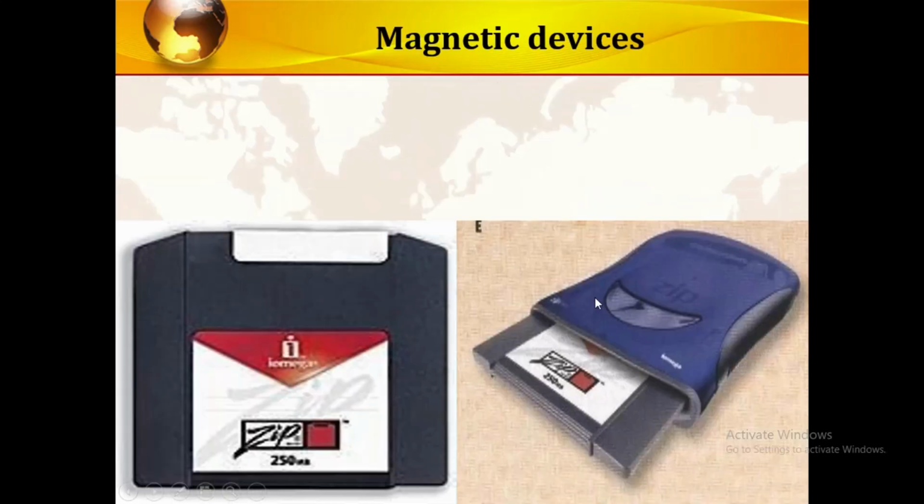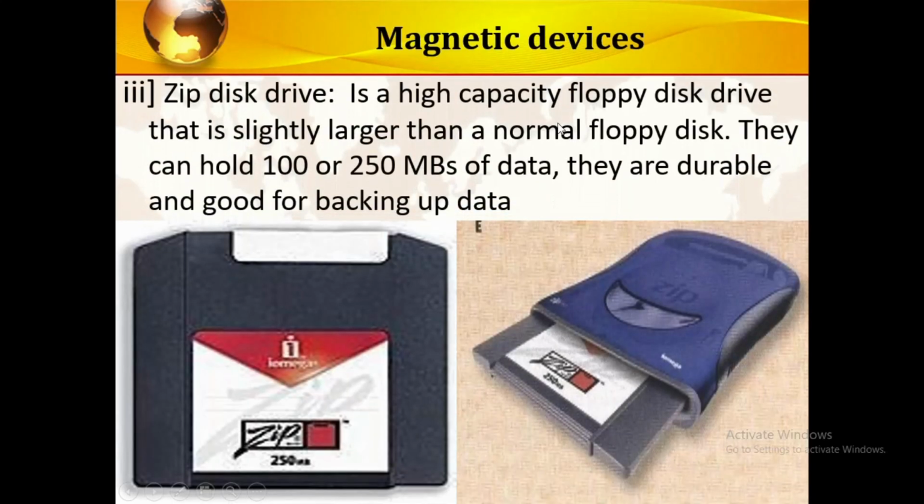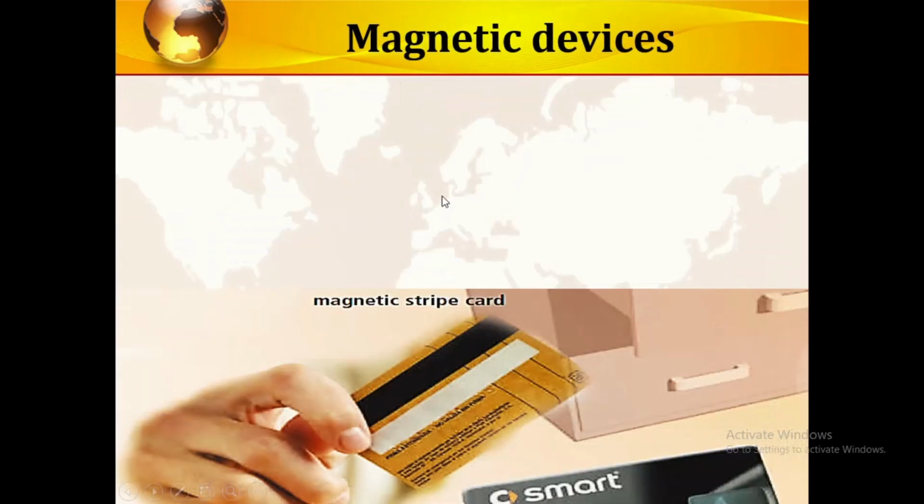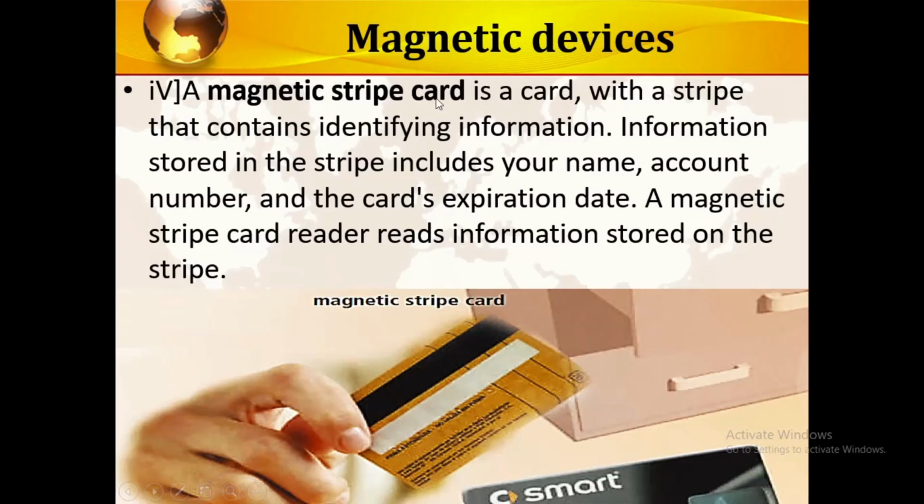Then we can also have what we call a zip disk. It's a high capacity floppy disk that is slightly larger than a normal floppy disk. That means this one is a zip disk and has a higher capacity than a floppy disk. They can hold up to 100 or 250 MBs of data. They are durable and good for backing up data. We have a magnetic stripe card with a stripe that contains identifying information. Information on the stripe card includes your name, account number, and the card expiration date. So this card is also magnetic and can store some data for the person.